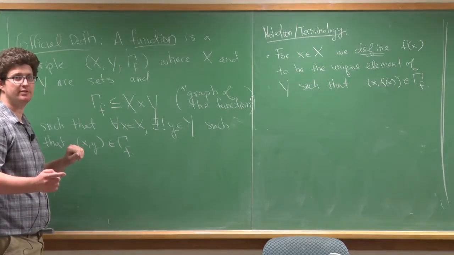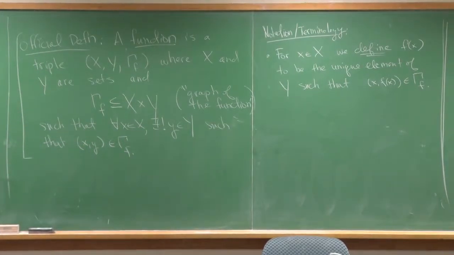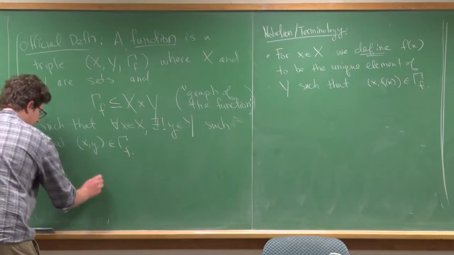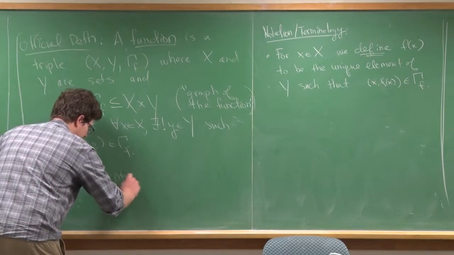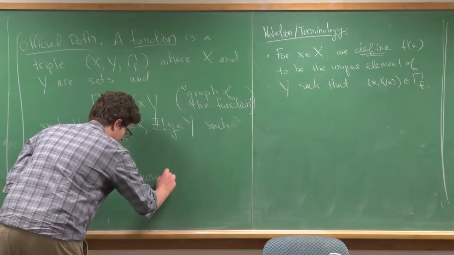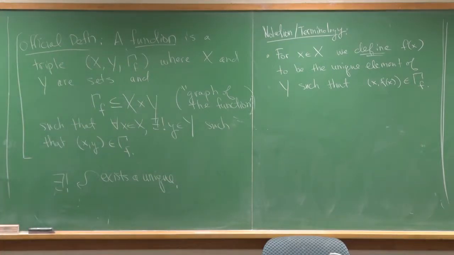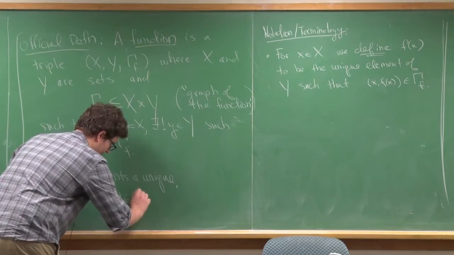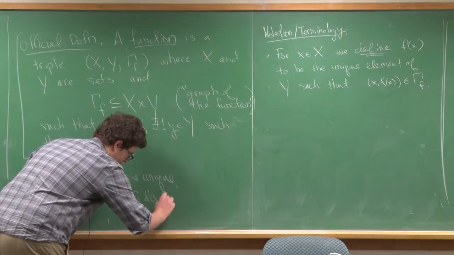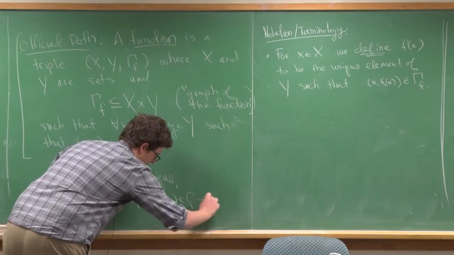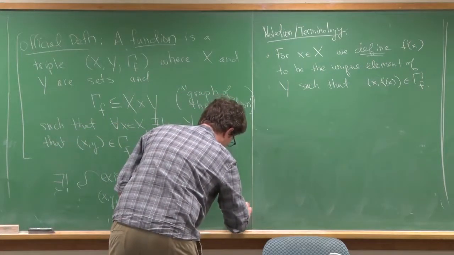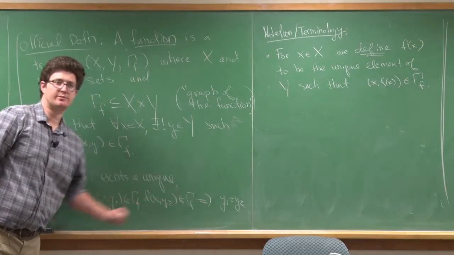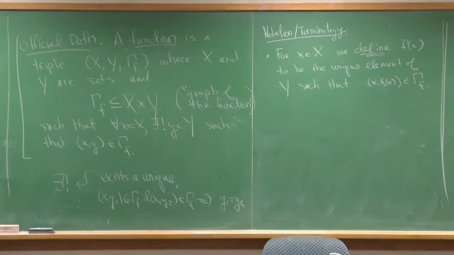Do you have a question? Yeah, is that saying that there does not exist a y? No, so this doesn't have to do with not. This symbol here means that there exists a unique. A unique. Okay? So in particular, this means that if (x, y1) is in gamma f and (x, y2) is in gamma f, this implies that y1 is equal to y2. All right? So if you have these two things, then these two things are equal, and that's what it means to be unique. Okay? That's the uniqueness statement.